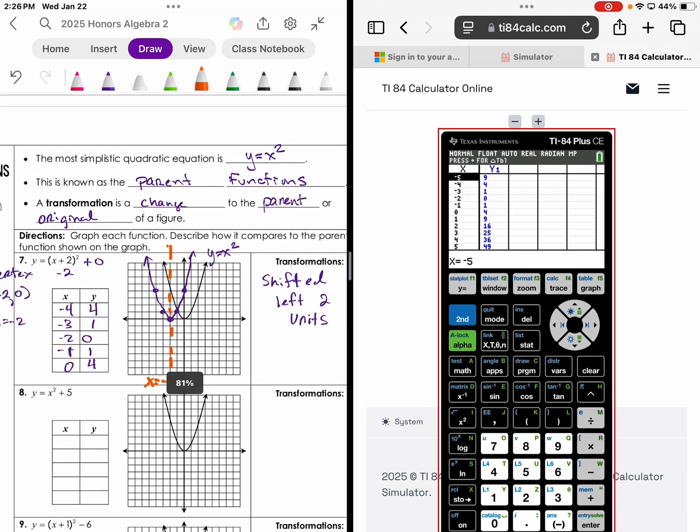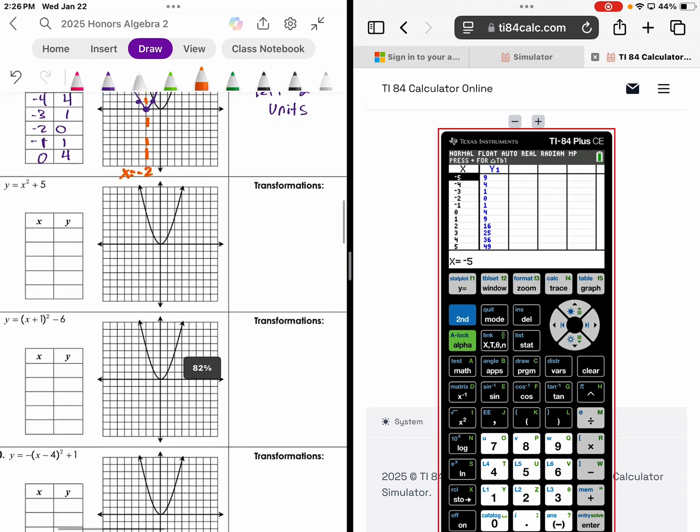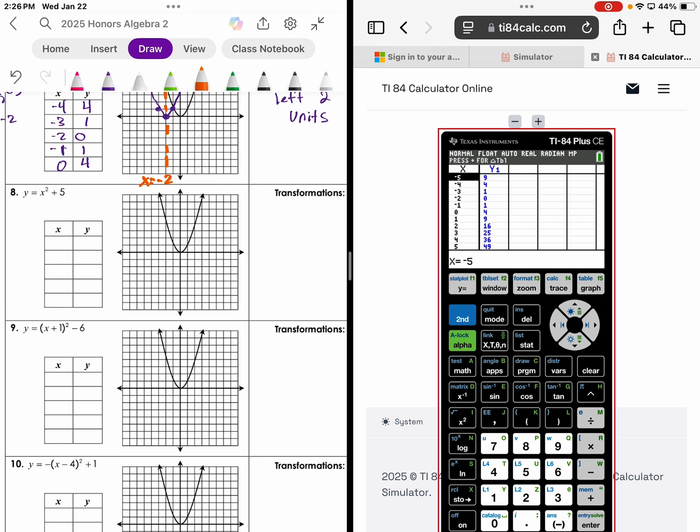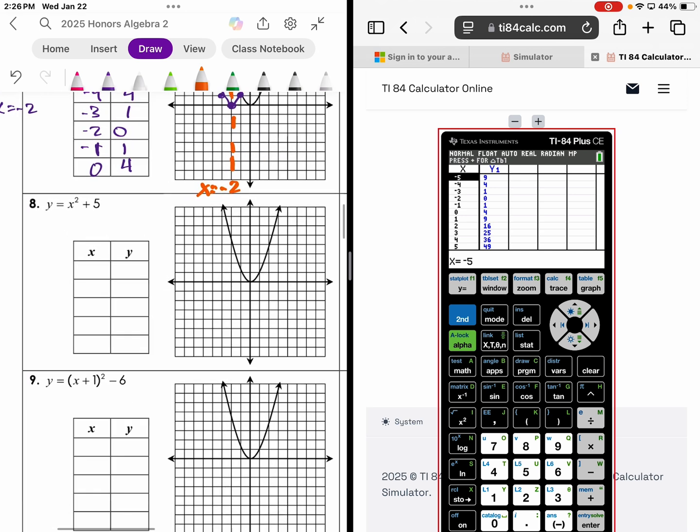All right. What's my vertex on the next one?